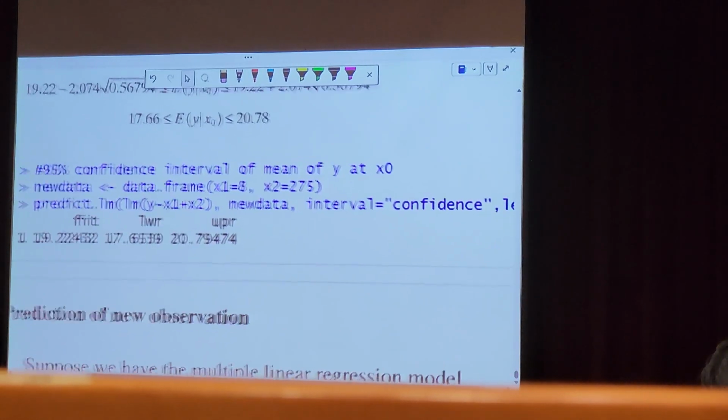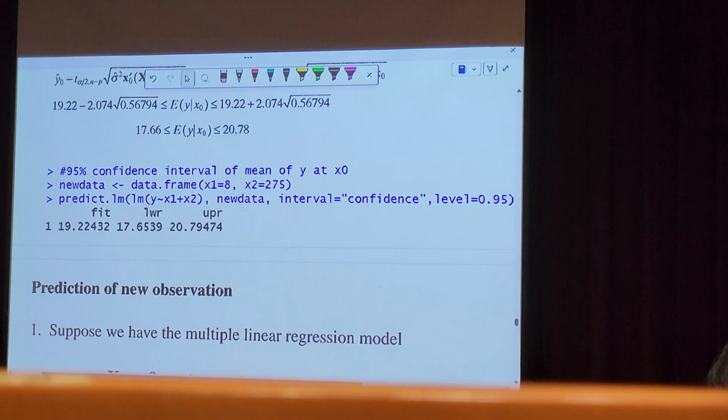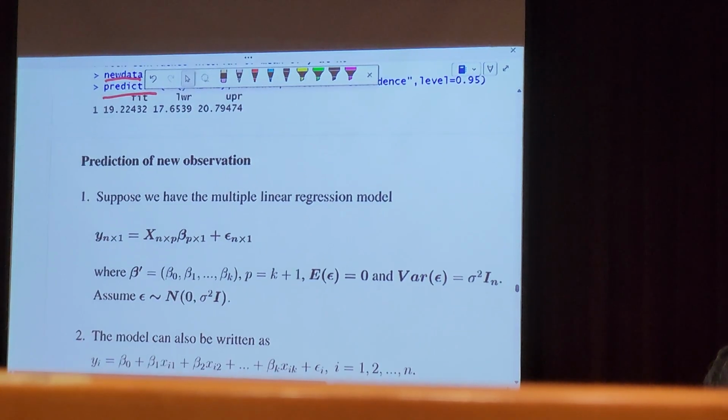So for us, all I need is 2 statements, and I'll be able to find a confidence interval for the mean response time at this value. Okay? Now, let's go on.